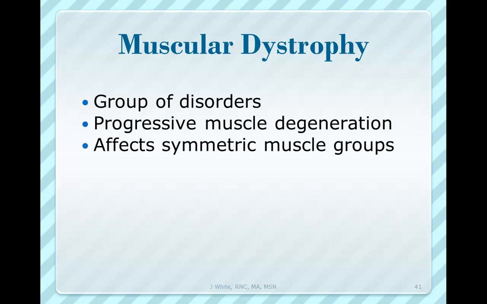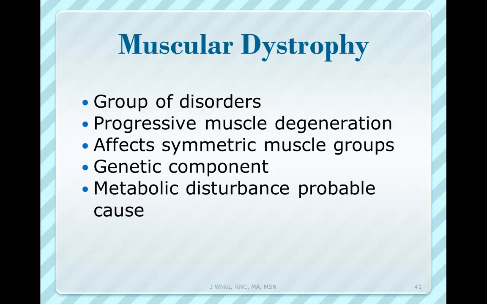Interesting thing about muscular dystrophy is that no matter which type of muscular dystrophy you have, it involves symmetrical muscle groups. So if the muscles of one part of the body on the left side are affected, the same muscles on the right side of the body will be affected. It does have a genetic component. Many of these we know how it's inherited. There is a metabolic disturbance as our theory, but we do not fully understand what happens that causes the degeneration of the muscles.